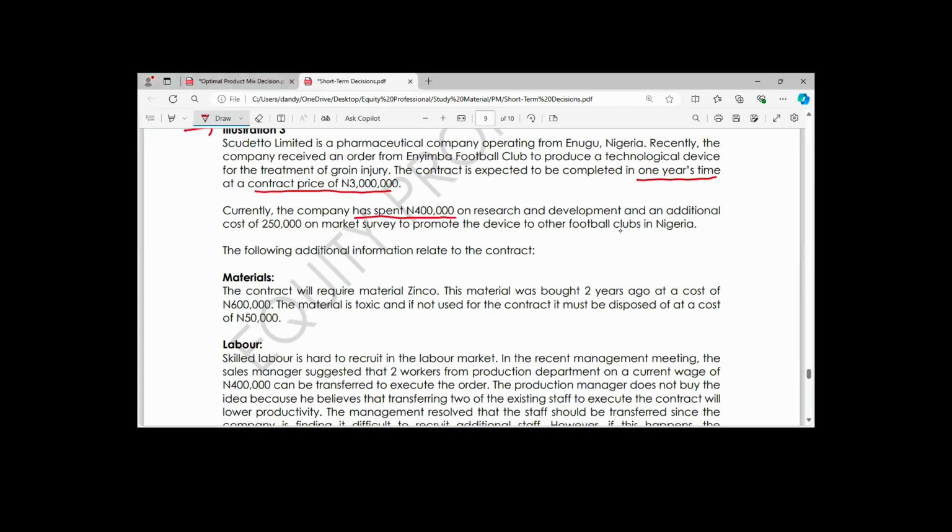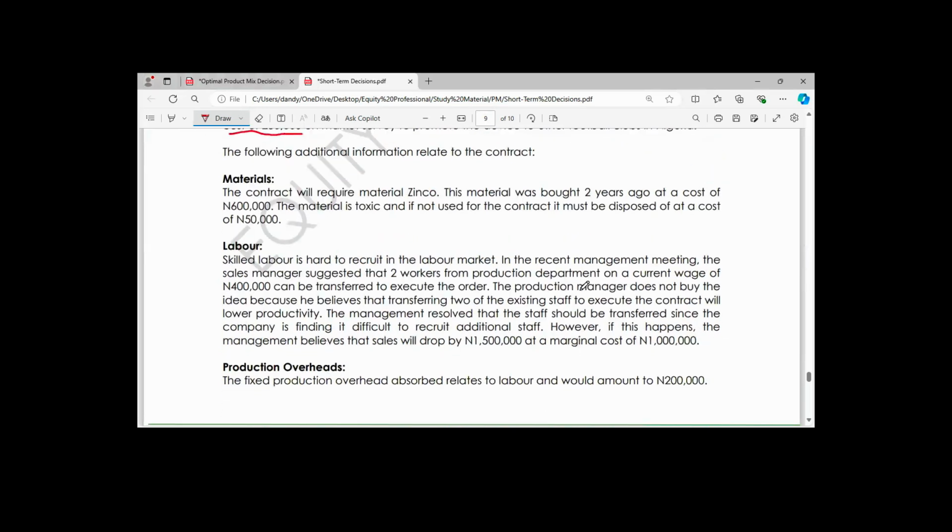The following additional information relates to the contract. Materials. The contract will require materials Zinco. The materials were bought 2 years ago at a cost of 600,000 naira.